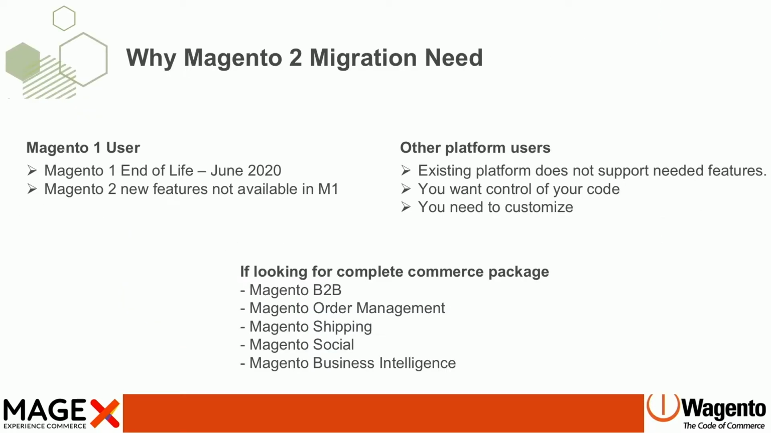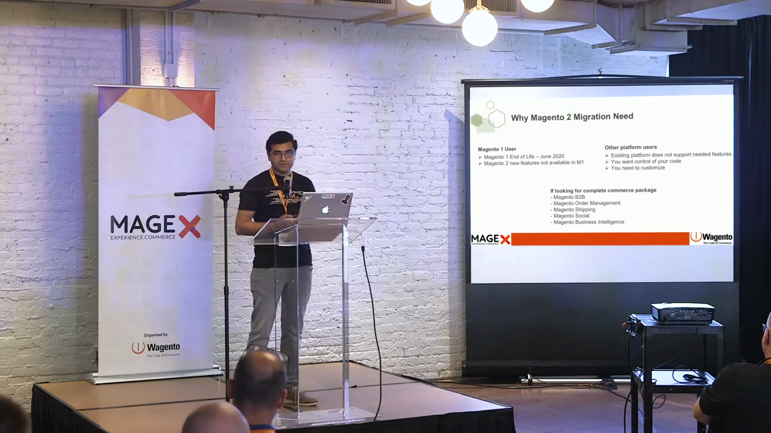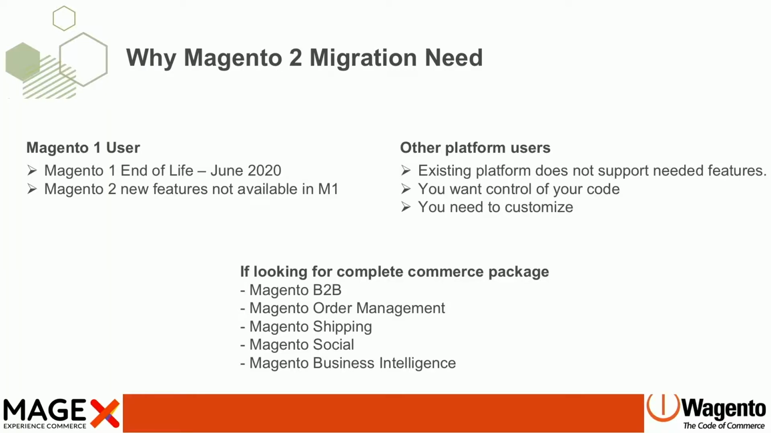For Magento 1 users, end of life is June 2020, so it is better that you start migrating. Magento 2 also has new features that you do not have in Magento 1. And if you are on another platform that is not providing the features Magento is providing, or not allowing you to control the code completely, you can move to Magento 2. There are also standard Magento features available, like B2B, order management, social, and shipping. It's a complete commerce package now, so you should do a Magento 1 to Magento 2 migration, or any other platform to Magento 2.